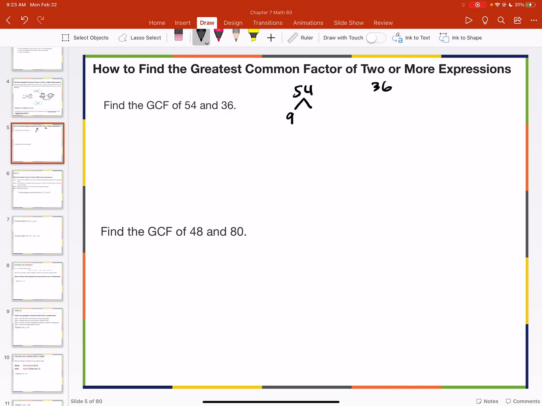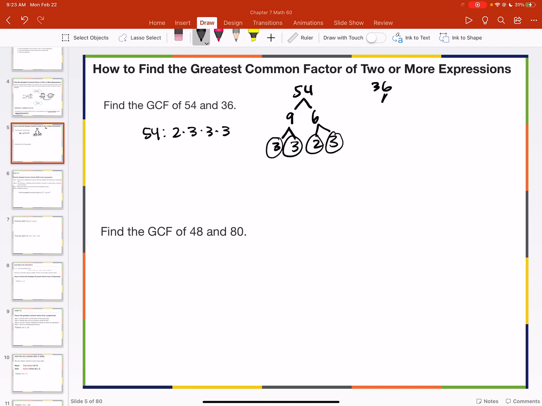So factors of 54: 9 and 6. We can factor 9 into primes, 3 and 3. These are primes, so we stop there. 6 is 2 and 3. So that's that. Okay, so the factors of 54 are 2 times 3 times 3 times 3.